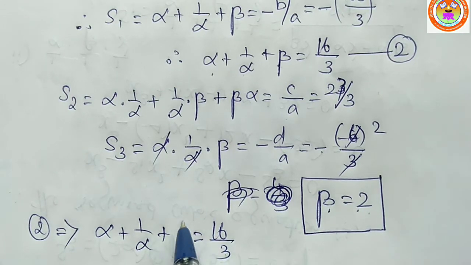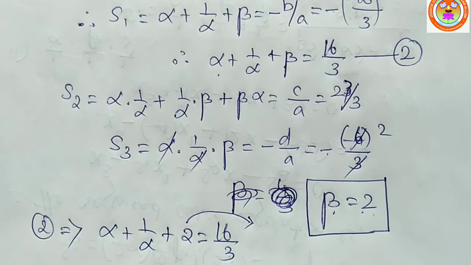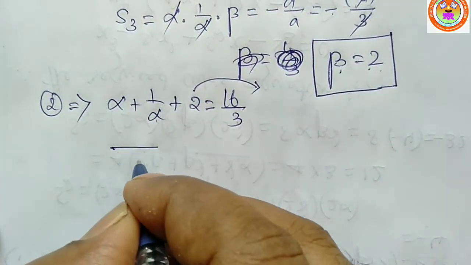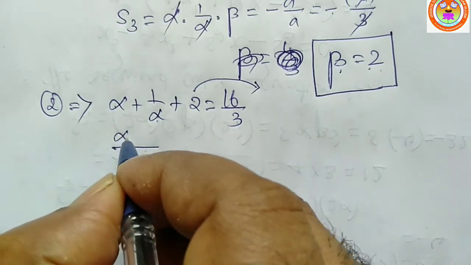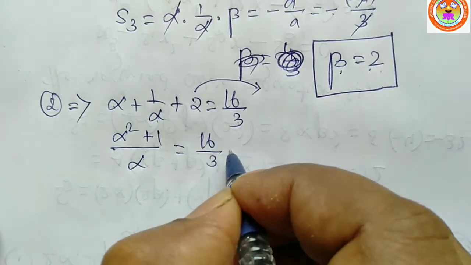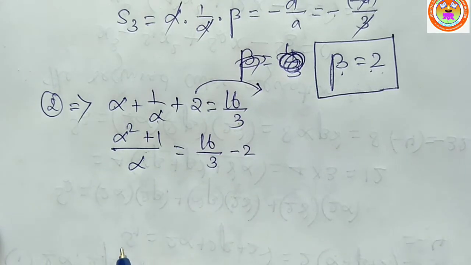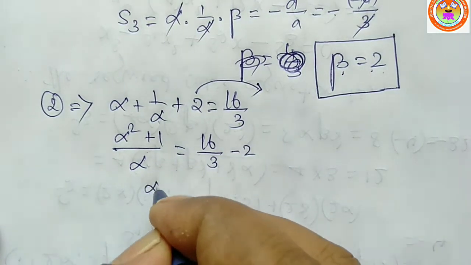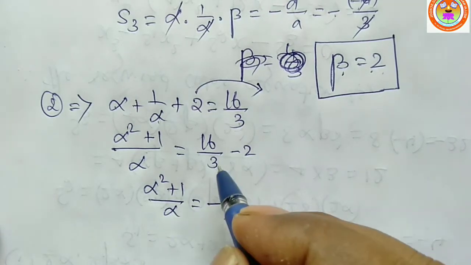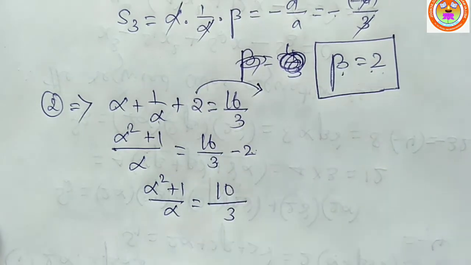Now bring this 2 to the right hand side. If you are simplifying this equation, we will get, take LCM, so alpha into alpha square plus 1 is equal to 16 by 3 minus 2. This 2 we brought to the right hand side. That is, alpha square plus 1 by alpha is equal to, LCM is 3. When we cross multiply, 3 2s are 6. So 16 minus 6 is 10.